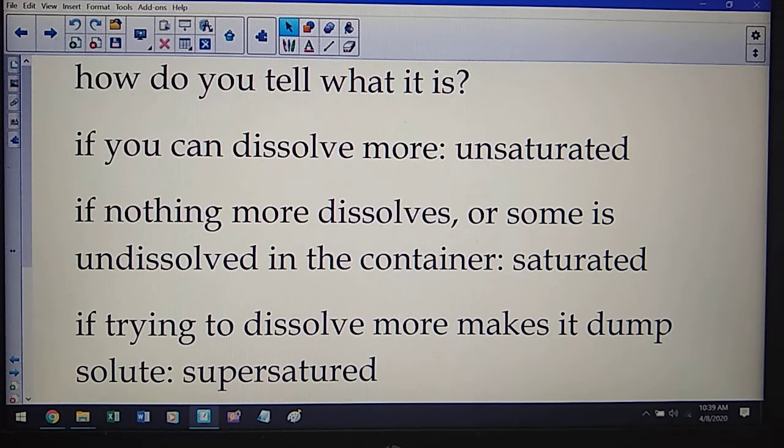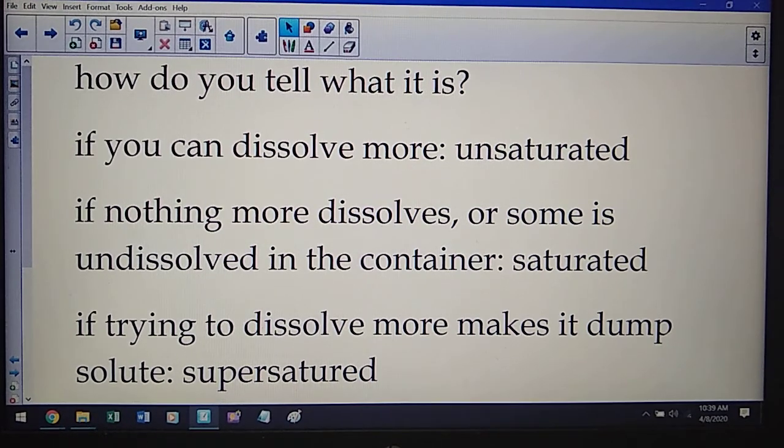So let's say you have a solution in a lab, or you're trying to test it, you're trying to determine what it is. How do you tell whether it's unsaturated, saturated, or supersaturated? Well, you try to dissolve more. If it does dissolve, it was unsaturated. If it just settles to the bottom, or there is something already on the bottom, it was saturated. And if it freaks out as soon as you try to dissolve more and dumps out more than you tried to put in, it was supersaturated.